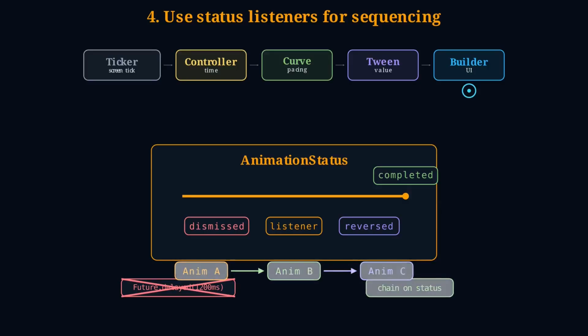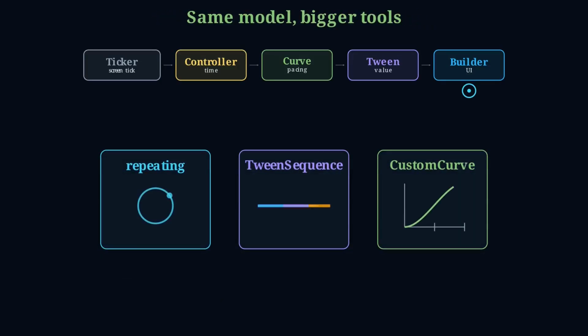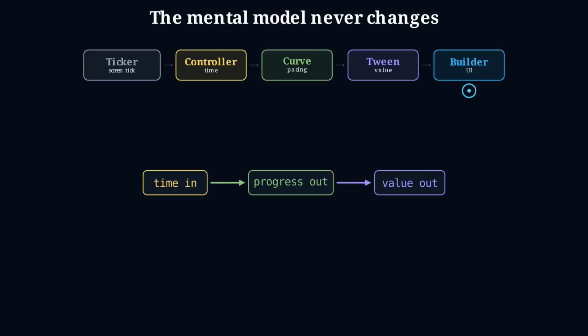This is also where things like repeating controllers, multi-stage tween sequences, and your own custom curve classes come in. But the mental model never changes. It's always time in, progress out, value out.